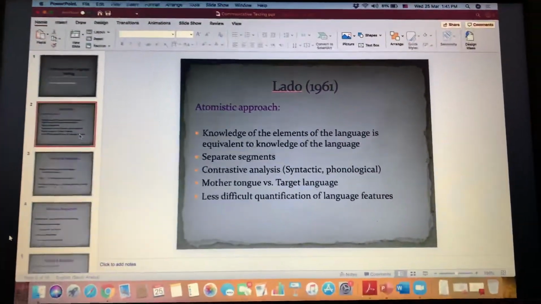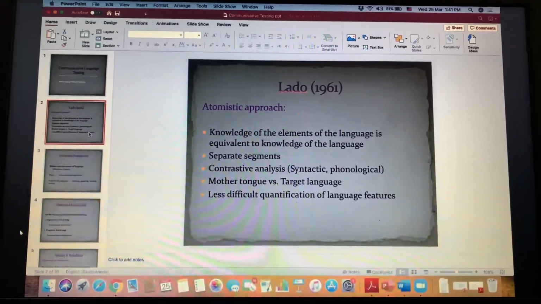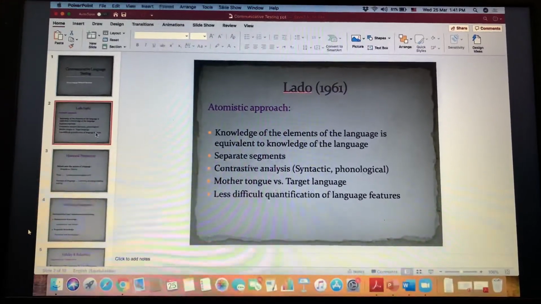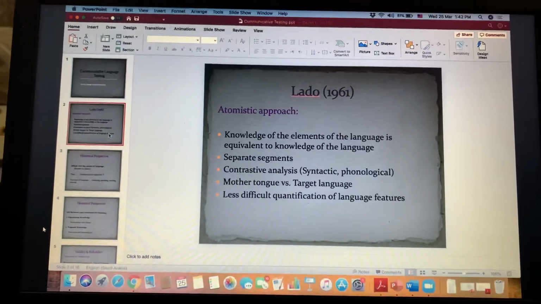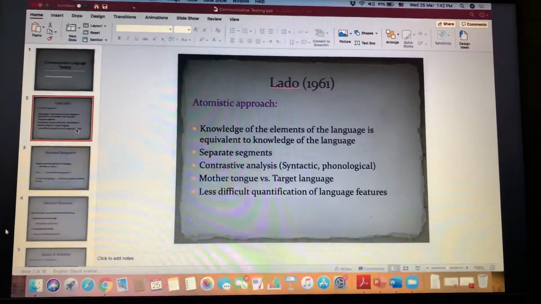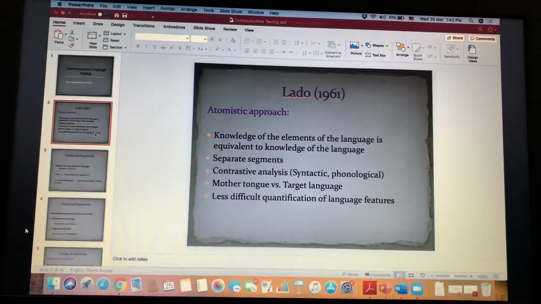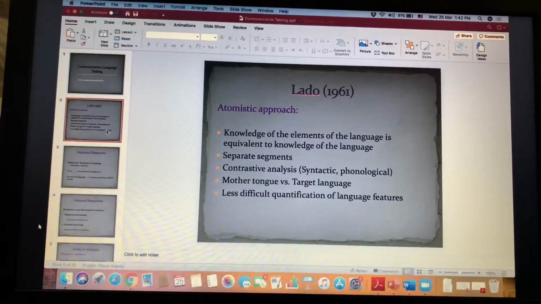Okay, so what do you mean by that? Separate segments, contrastive analysis, syntactic, phonological, mother tongue, target language, less difficult quantification of language features. So what can you understand from this, and I want you to look at it closely, is this is a model of language teaching and also language learning.